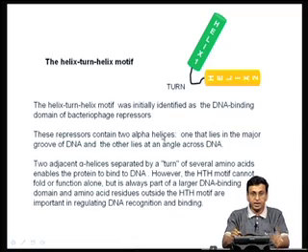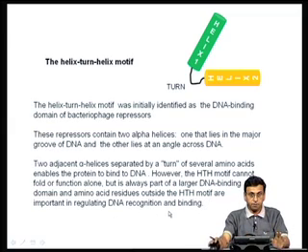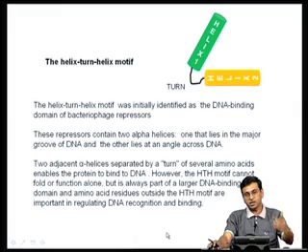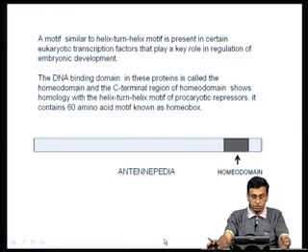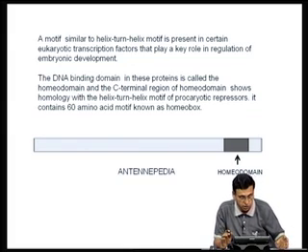And these repressors actually contain a DNA recognition motif, which is called helix turn helix. So, these repressors contain two alpha helices, one that lies in the major groove of the DNA and the other that lies at an angle across the DNA. Two adjacent alpha helices separated by a turn of several amino acids enables the protein to bind DNA. So, these are the helix turn helix motif shown here. The helix turn helix motif cannot fold or function alone, but it is always part of a larger DNA binding domain, and amino acids outside the helix turn helix motif are very important in regulating the DNA recognition and binding. So, helix turn helix motif is one of the first identified sequence specific DNA recognition motifs in transcription factors, and originally found in the prokaryotic transcription regulators like the lambda repressor, Cro repressor, and so on and so forth.